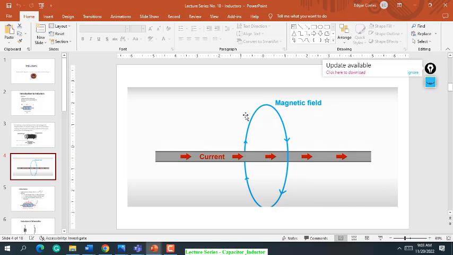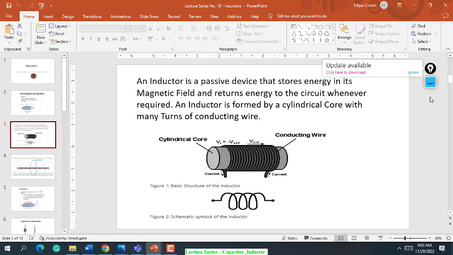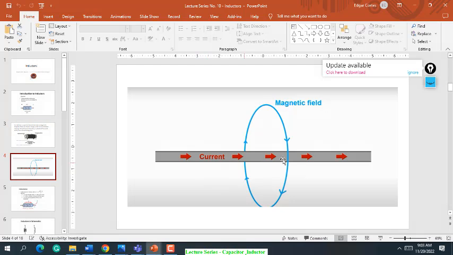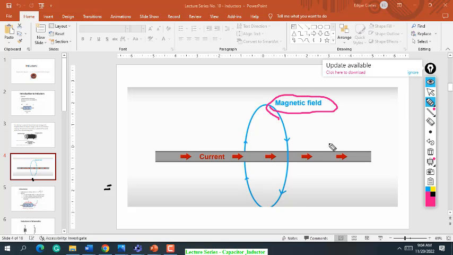So in an inductor, when there is a flow of current, there is a magnetic field along the core. This magnetic field is a force, a vector. So this is a vector force. This magnetic field sometimes acts as an electromagnet.